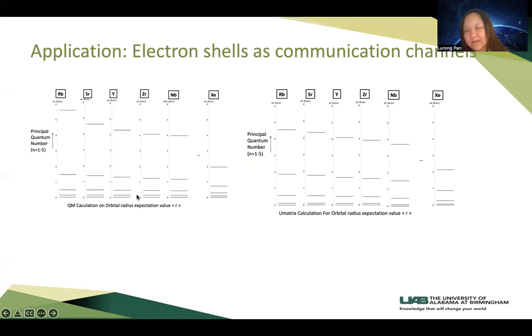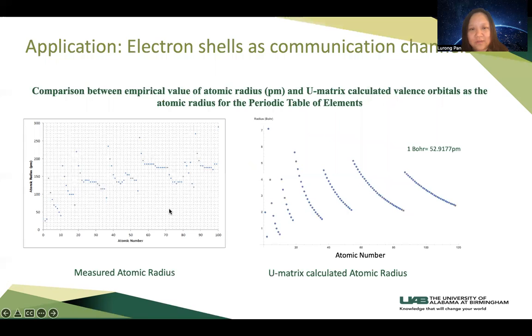And the computational cost is quite different. The QM is again big O of N to the power of 4 to 7 in magnitude, but the U matrix calculation is almost linear. So we use totally different costs and reach a similar conclusion.